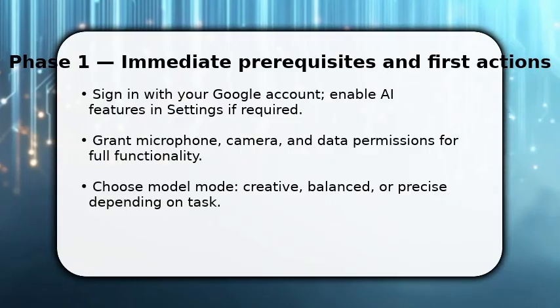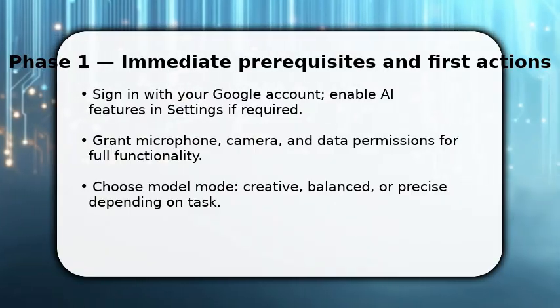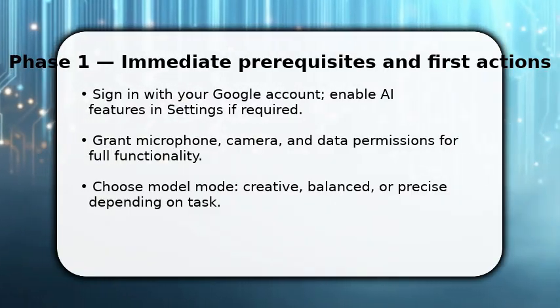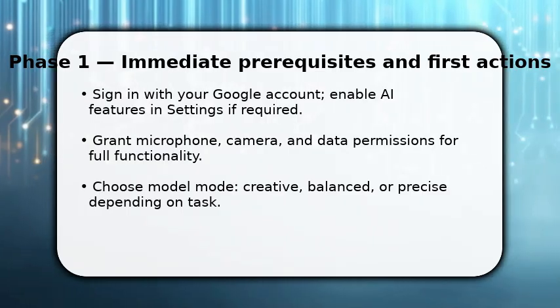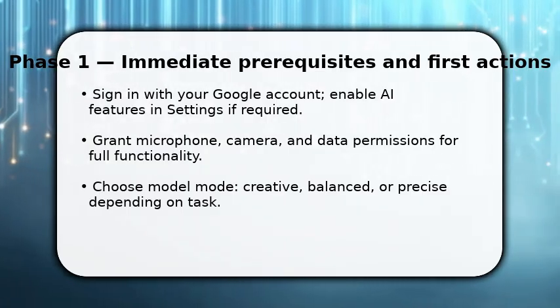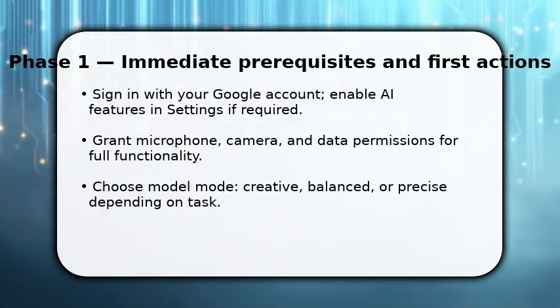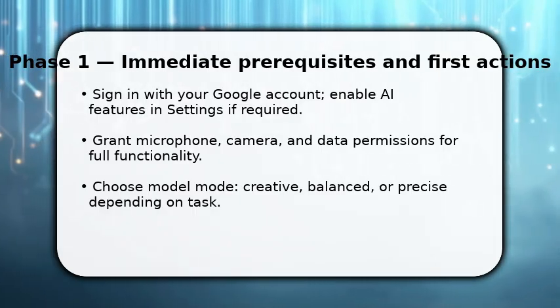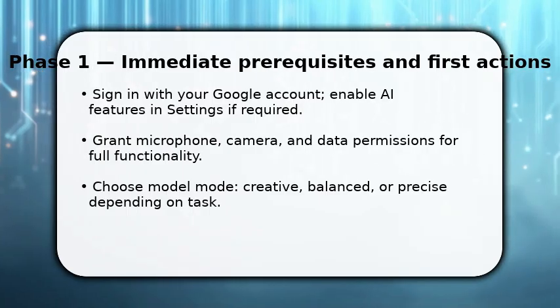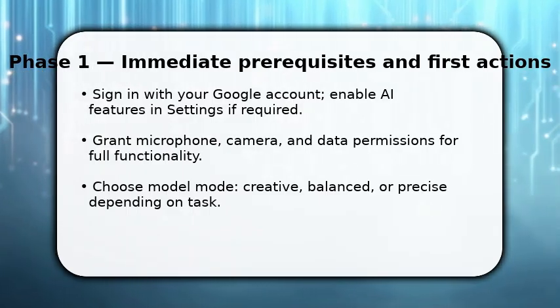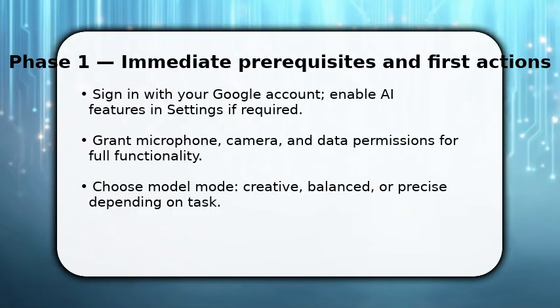You start by opening Google AI and signing in with the account you plan to use. Make sure permissions for mic, camera, and data are enabled so features run smoothly. Once signed in, pick a model mode: creative for brainstorming, balanced for general use, precise for factual tasks, because that setting determines output tone and length.